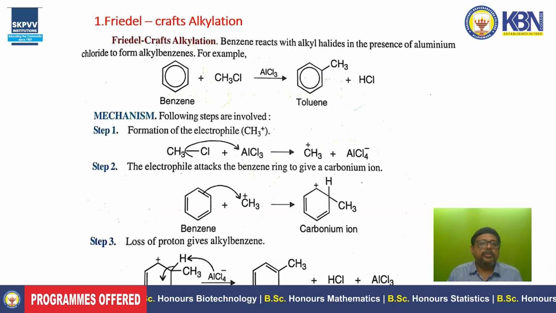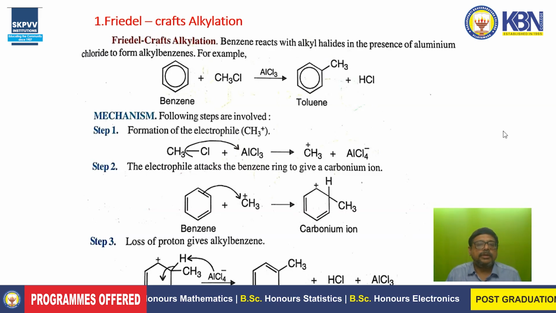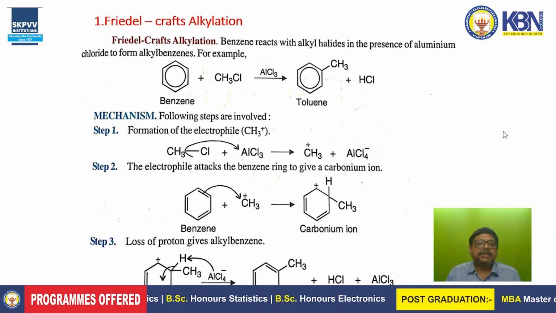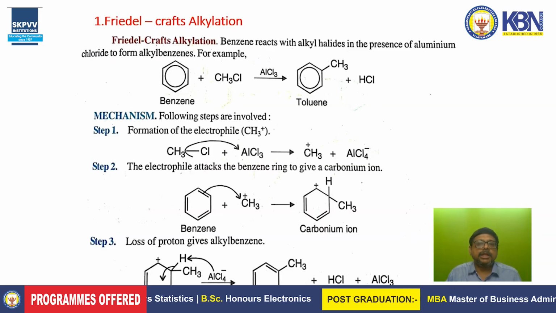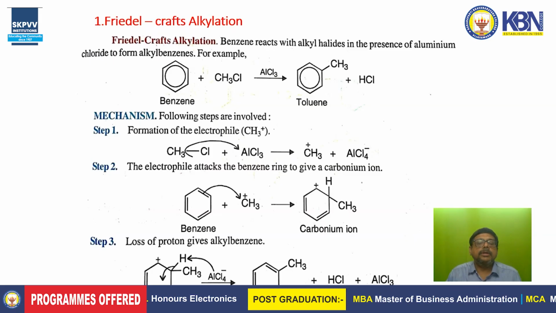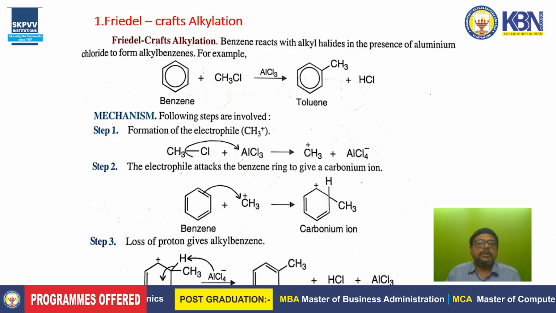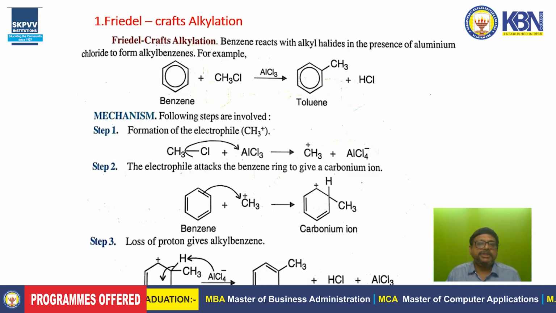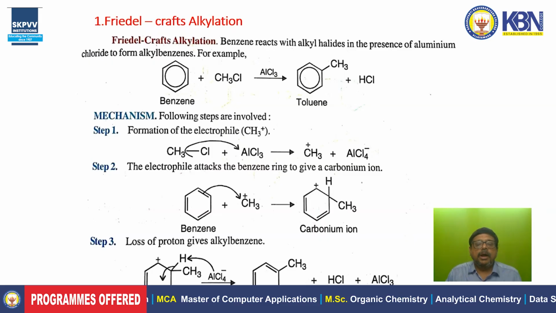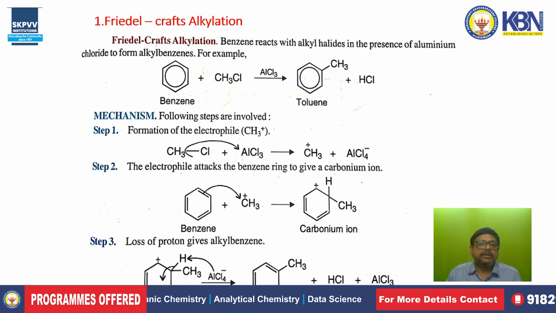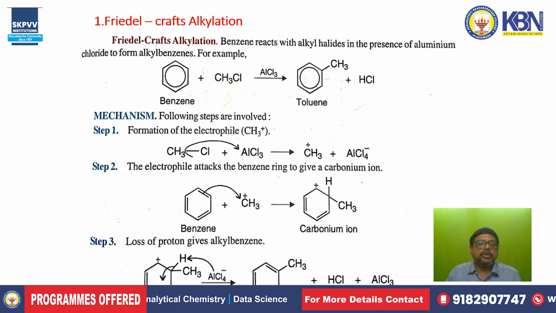So here aluminum chloride is Lewis acid. In this equation, benzene reacts with methyl chloride. Here methyl chloride is alkyl halide. So this alkyl halide reacts with benzene in the presence of catalyst AlCl3, aluminum trichloride. It gives toluene. This is also called methyl benzene. So this reaction can be explained with a suitable mechanism.